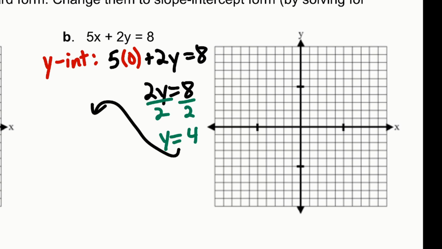And this tells me that my y-intercept is the point, well, my x value was 0. I decided that right here. And my y value is 4 right here. So when x is 0, y is positive 4, not negative.